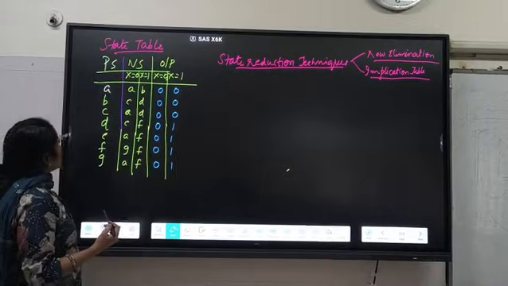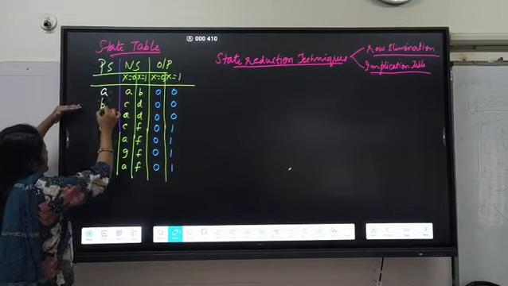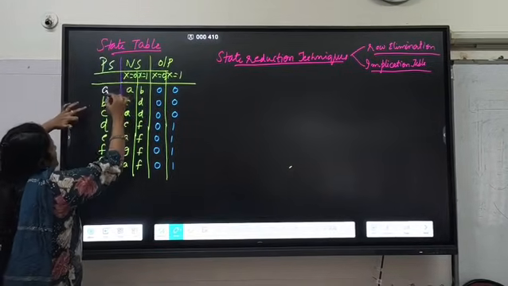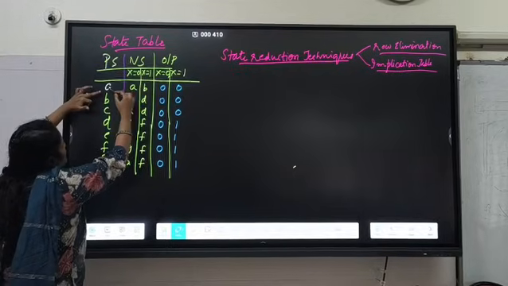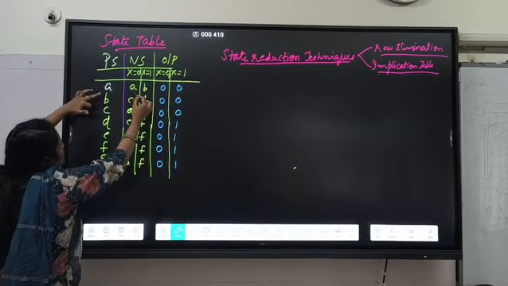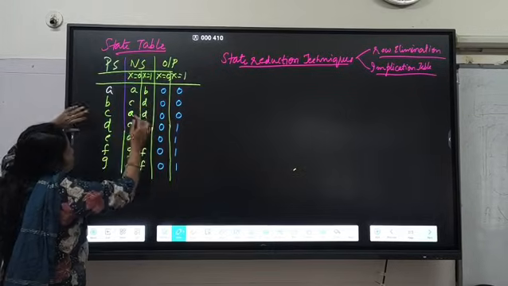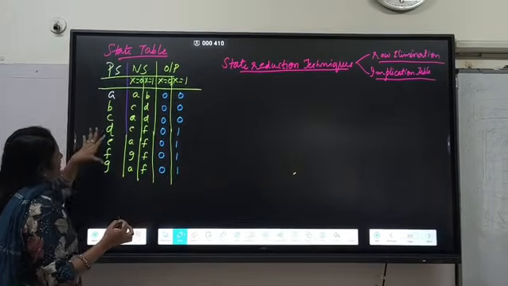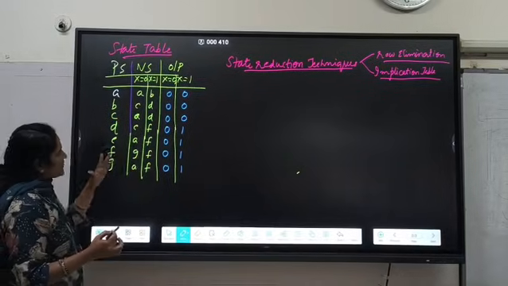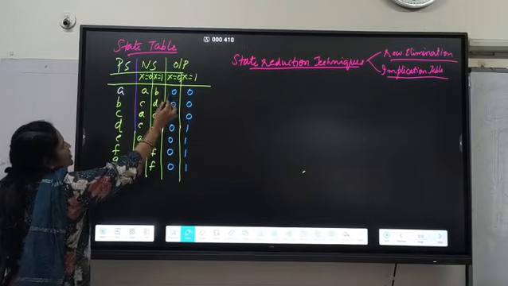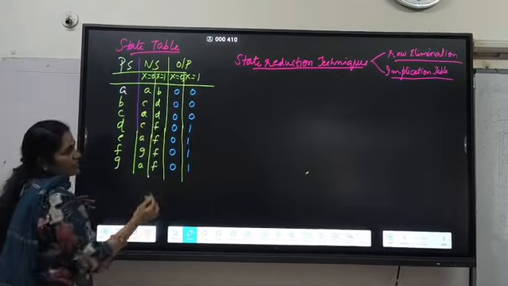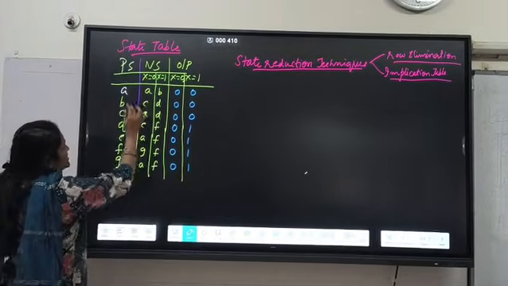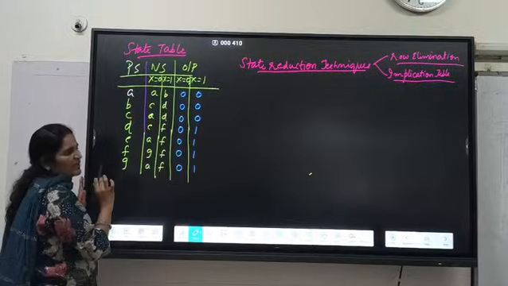The first condition is, whenever I am seeing these are the states, this is my present state, on applying a particular input, A on 0, it will go to A, on 1, it goes to B. So this becomes my next state and these are the outputs. And mind you, this is your Mealy model. Why is it the Mealy model? Because your output depends on the input, as well as the state. So this is a Mealy model.